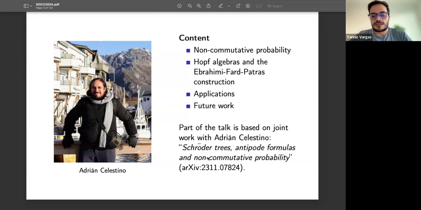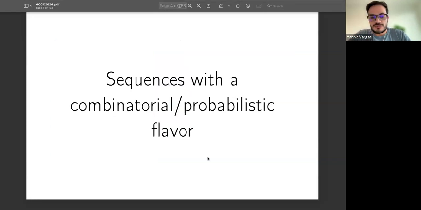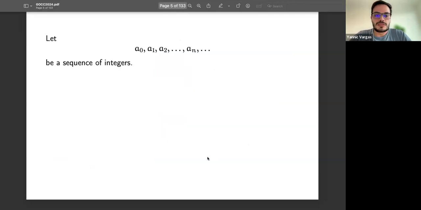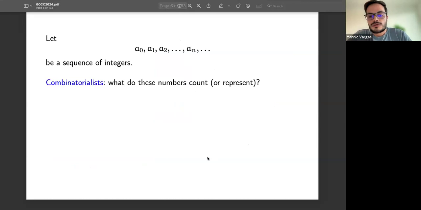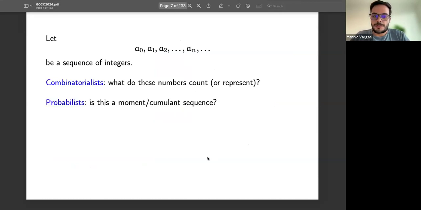Let me start with a very naive question that combinatorialists like. I give you a sequence of integers, and I can ask, what do these numbers represent? What do they count? This is a very natural combinatorial question. If you come from probability, you may ask, for example, is this a sequence related to some moment or some cumulant? The reason is that under certain conditions, a sequence of moments determines a distribution.